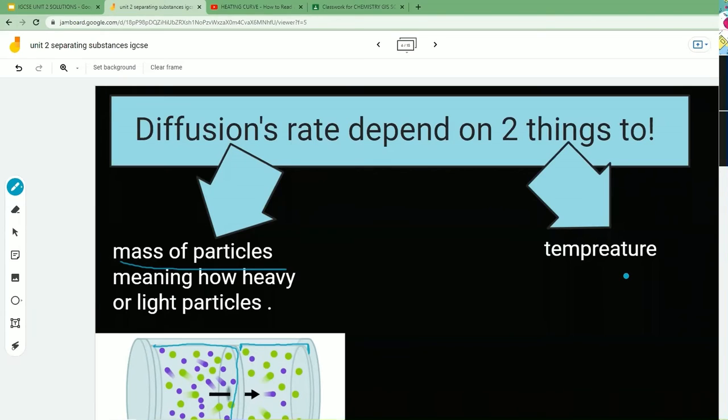Then the temperature, you already know. If I increase the temperature, molecules will move faster, they will get more energy, they will collide. Higher to lower concentration, movement will be more. Is it clear? Are you 100% sure about these topics? Excellent. Awesome. Now I will never come back to diffusion.